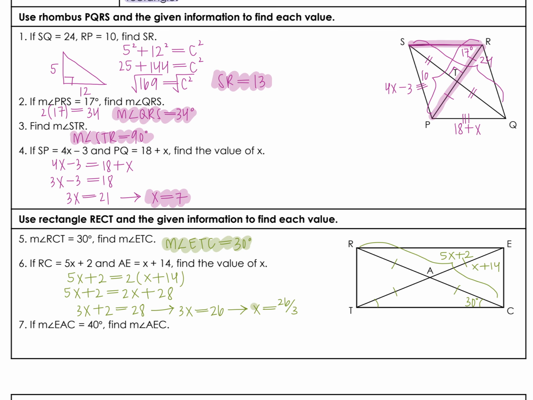All right, so moving into our last and final problem for this section, we are given that the measure of angle EAC is 40 degrees, okay? And we are trying to find the measure of angle AEC, that's going to be this angle here that I'm marking.